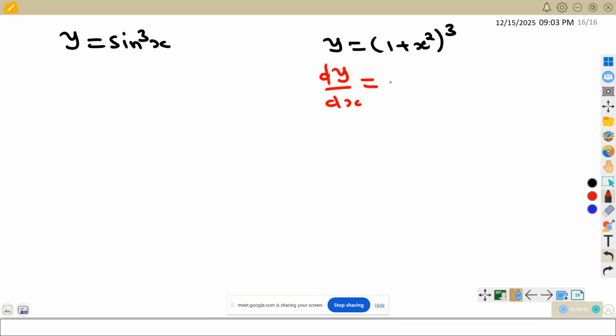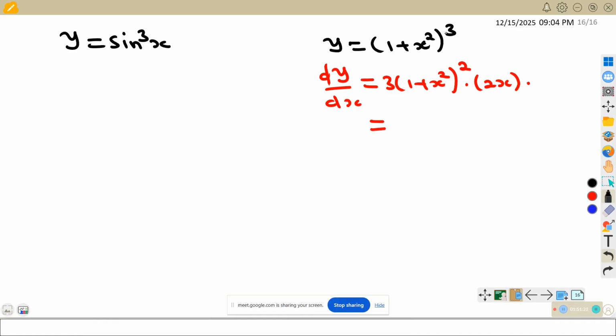The answer is 3 into brackets 1 plus x squared to power 2, into 2x. Yes, this is how we do it.